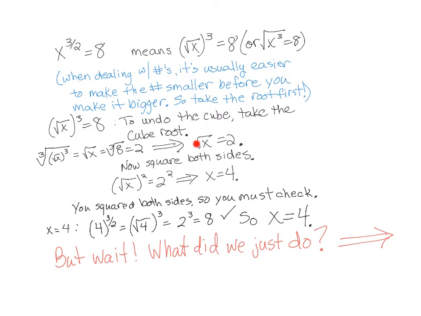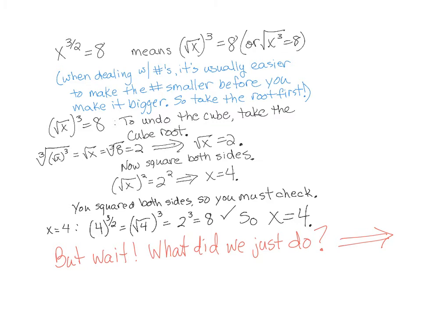Now, how do I get the x out from under the square root? We've been there and done that in the last video. We squared both sides, right? So you square a square root, you get the x. You square the 2, you get a 4. Now, remember that we squared both sides, so we have to check our answer.